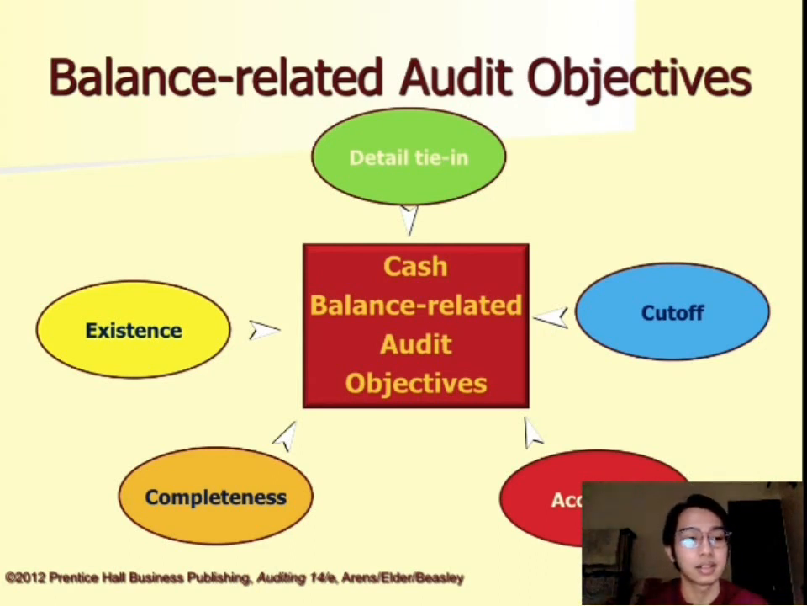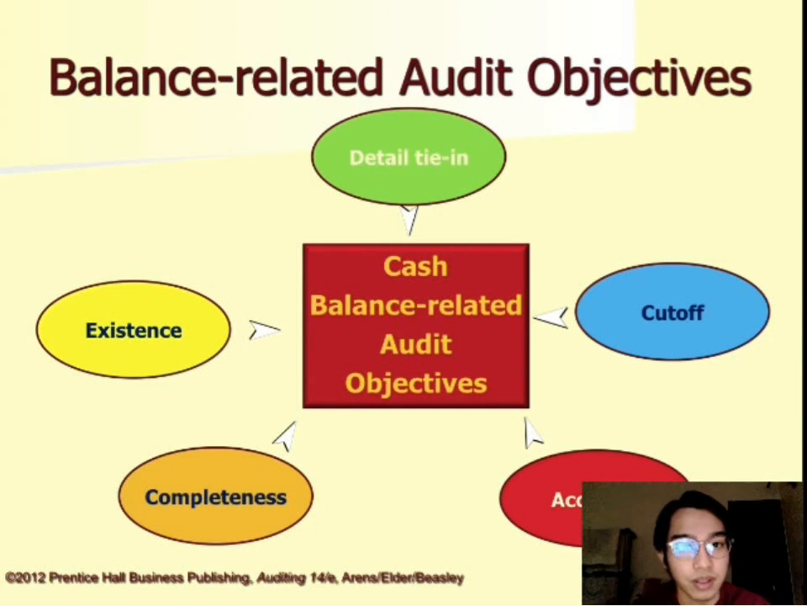Next is existence. Existence is that the cash in the bank as stated on the reconciliation exists. Next is completeness. Completeness is basically that existing cash in the bank is recorded. Next is accuracy. Accuracy is that the cash in the bank as stated on the reconciliation is accurate. Last but not least for balance related audit objectives is cut off. Cut off is that the cash receipts and cash disbursements transactions are recorded in the proper period.